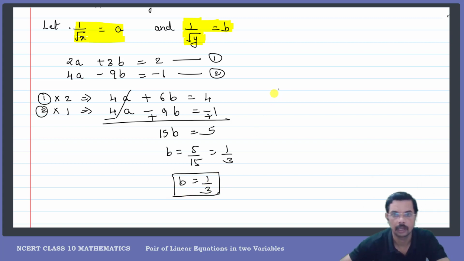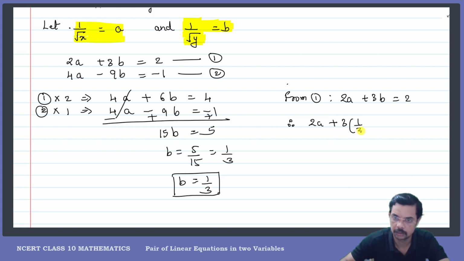Good. Now for a, what can we do? To find a, I'll take any one of the equations, the first one. From equation 1, I have 2a plus 3b equal to 2, and I'll substitute b equal to 1 by 3 here. So therefore 2a plus 3 into 1 by 3 equal to 2. So 3 can be cancelled.